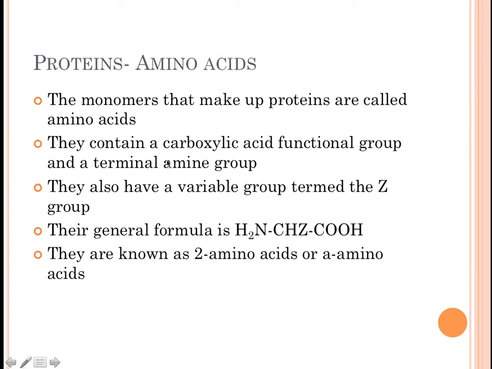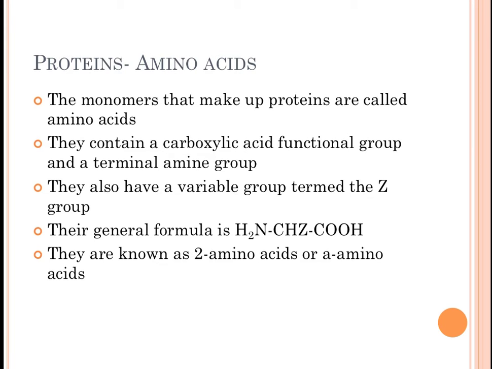Amino acids have got an amine group and an acid group. Okay? They also have in the middle one carbon, one hydrogen, and a variable group called a Z group. And look, if you did biology, you will probably be used to calling this an R group. Please don't call it an R group.